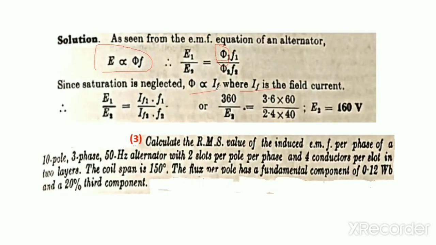Then we substitute all the values in this equation and determine the E2 value. E1 is equal to 360 volts, IF1, the field current, is 3.6, and the supply frequency F1 is 60, by IF2 which is 2.4, and F2 which is 40. By using this relation, we obtain the value for E2. Therefore E2 is equal to 160 volts.